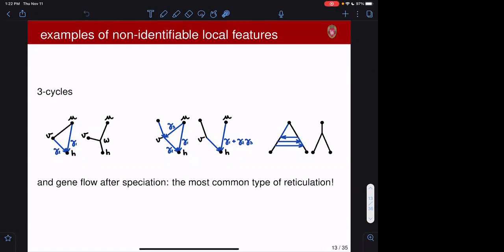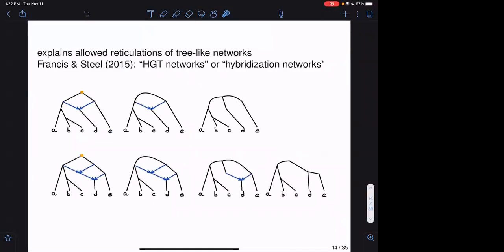And also, this example relates to a paper by Andrew Francis and Mike Steele from 2015, where they showed that it's the only kind of reticulation you can have for a network to still be tree-like in terms of average distances. Actually, I think that's here, when they consider a specific class of hybridization networks. And for a specific class of HGT networks, oh no, that was HGT networks before. For hybridization networks, the only reticulation that could be seen was near the root. And we can explain this really easily because the root is not identifiable.